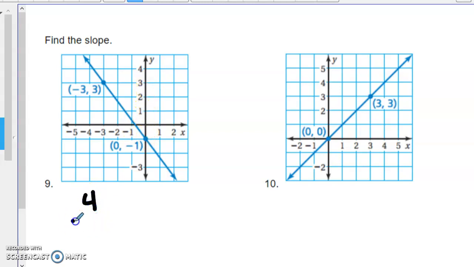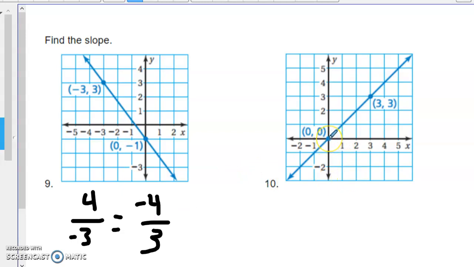So that would be my top number. And I run backwards 1, 2, 3, which would give me -3. Now, one thing to remember when you're taking the Big Ideas Math textbook is they will often want you to put the negative on top. It really doesn't matter where you put the negative, but just make sure the negative is with one of those numbers. Question number 10, finding the slope.